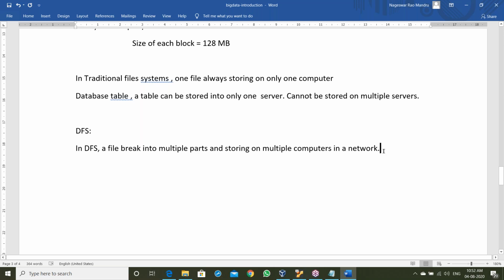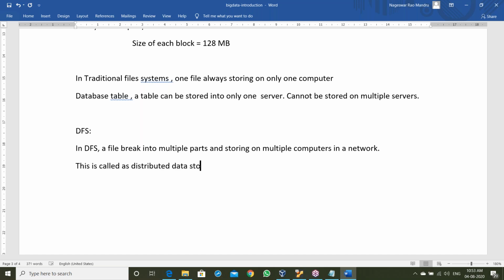So this is called distributed data storage. That means one file is broken into multiple parts and stored on multiple computers in a network. This is called distributed data storage. Clear?